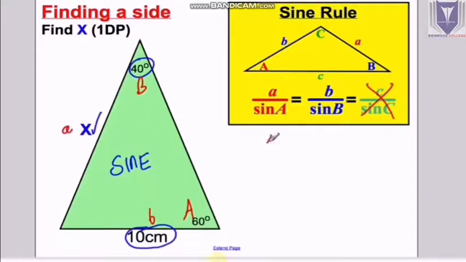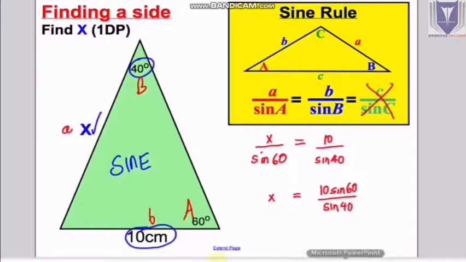Our A here is x. Our sine A will be sine 60, while our B here is 10, and our sine B will be sine 40 degrees. If you make x subject of the formula, we're going to have something like this: x equal to 10 sine 60 divided by sine 40. And if you punch this in a calculator, sine 60 is I think 0.866 times 10.